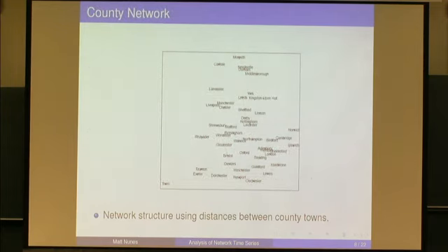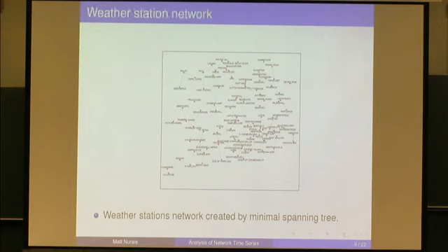For the example of the county data, this uses county towns, so municipal county towns, and looks at connections across county borders, so you get an idea, and that vaguely looks like the UK. And for the weather station network, this is a minimal spanning tree, so again it looks vaguely like England and Wales, but it's connected in a slightly different way. So it's a simple network which connects all of the dots, basically. And we have an idea of geographic distance between these points.